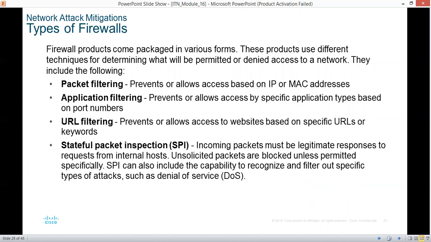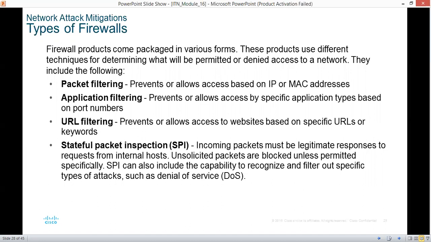We have the packet filtering, which prevents or allows access based on IP or MAC address. We have the application filtering, which prevents or allows access by specific application types based on port numbers. And then we have the URL filtering. So that means you can buy a particular firewall that can help you handle each of these.